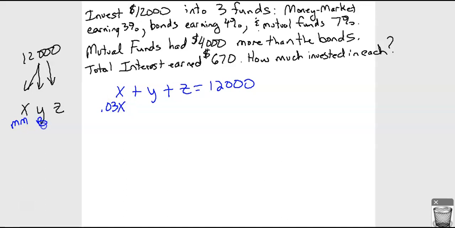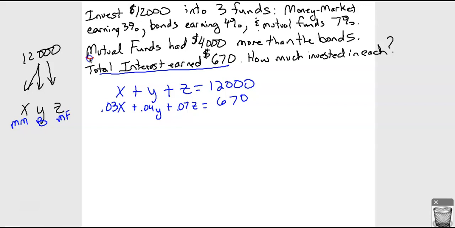Bonds, let's call this bonds, are earning 4%, so 0.04y. And mutual funds, let's call it Z, is your mutual funds, that's earning 7%. And it says the total interest earned is $670. Three accounts. And then there's also a third equation I want you to notice. Notice we have X, Y, Z, so we need three equations.